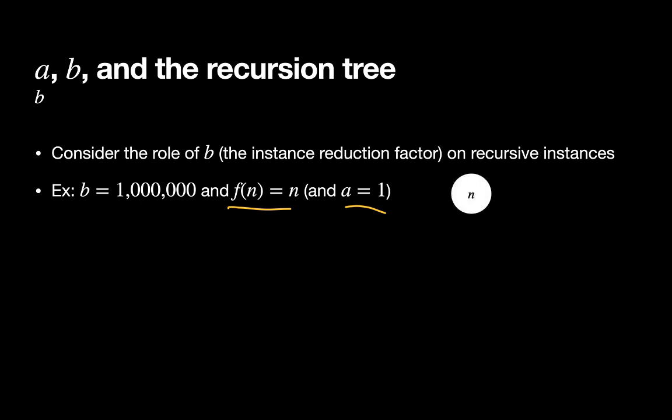So when our method is initially called, it has to process all the data that's given. But when it recursively calls itself, it's processing 1 millionth of the data that it was given. So the problem size in the recursive calls is dramatically smaller. And then the second layer of recursion is n over 10 to the 12th. It is dramatically reduced.